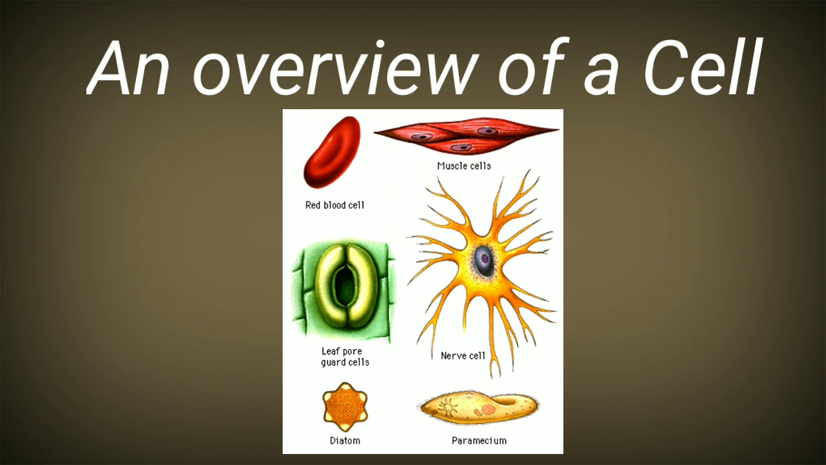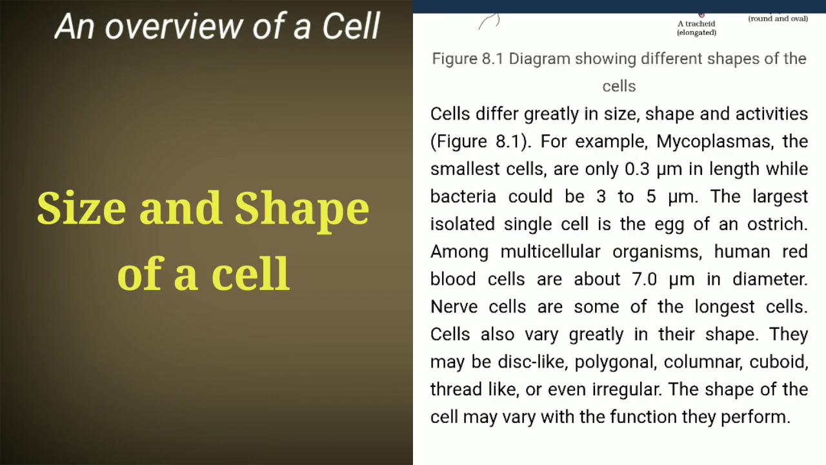So let's start with the size and shape of the cell. As you know, cells differ in size, shape and function. The smallest cell, around 0.3 micrometer in length, is found in mycoplasma. Therefore, we can say that mycoplasma, which is a unicellular organism, is the smallest cell in the whole living world.